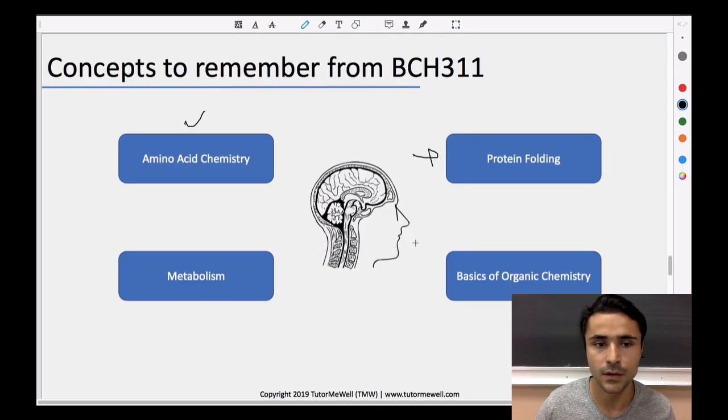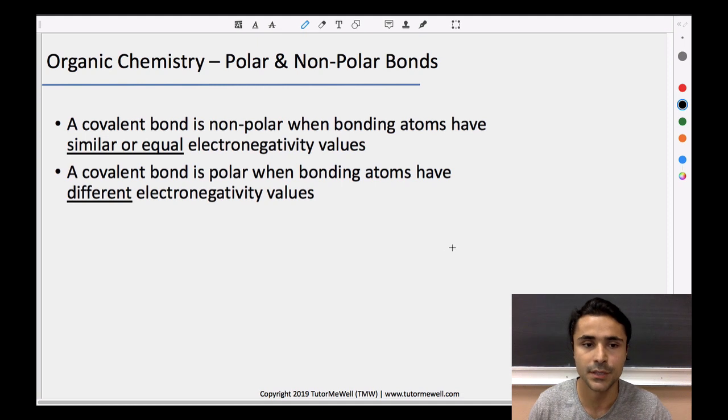So having covered amino acid chemistry and protein folding, now we can move on to basics of organic chemistry. So in chemistry, a covalent bond is considered nonpolar when bonding atoms have similar or equal electronegativity values. Polar bond, on the other hand, a covalent polar bond, is when the bonding atoms have different electronegativity values. So let's look at it in detail with a molecule of serine.